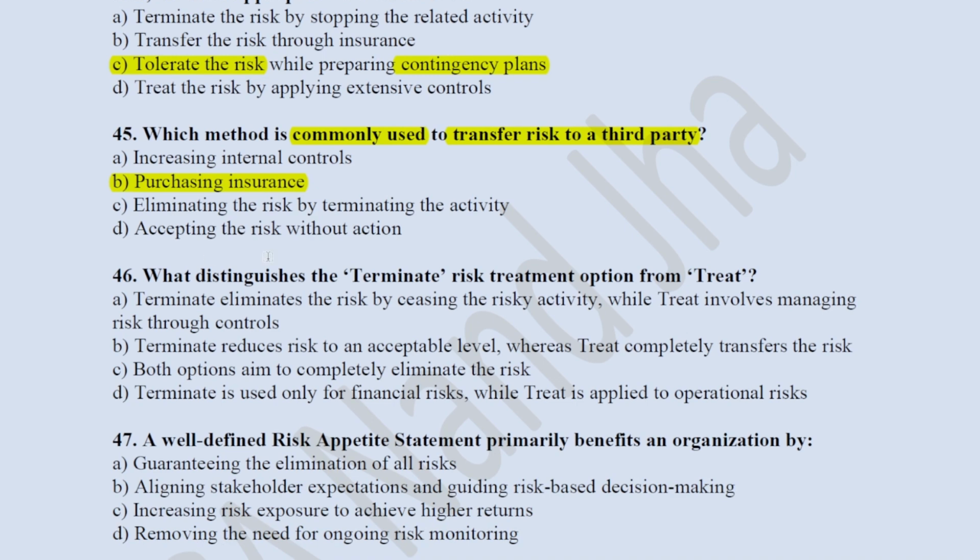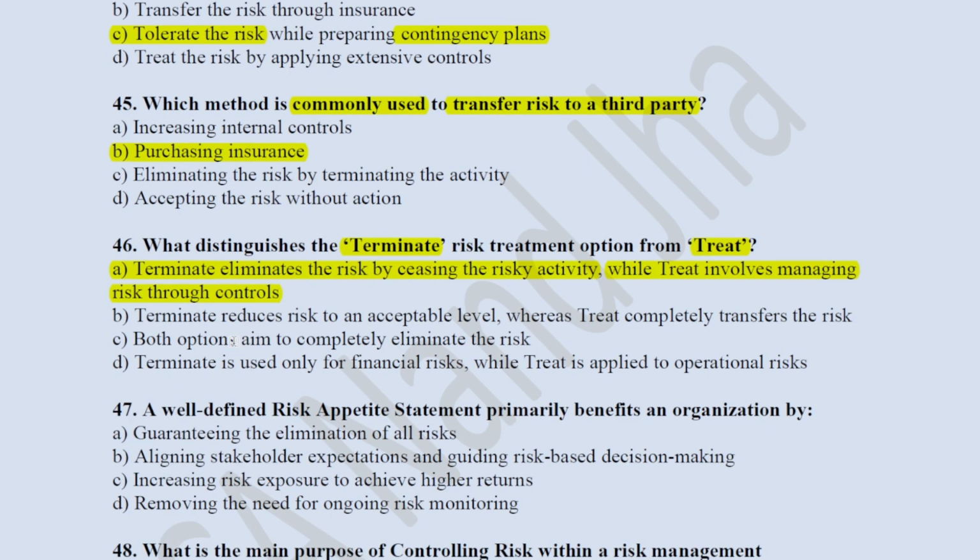What distinguishes the terminate risk treatment option from treat? Terminate eliminates the risk by ceasing the risky activity, while treat involves managing risk through controls. Yes. Terminate reduces risk to an acceptable level, while treat completely transfers the risk. No. Both options aim to completely eliminate the risk. No. Terminate is used only for financial risk, while treat is applied to operational risk. No. So the perfect answer should be A, and all the three are incorrect.